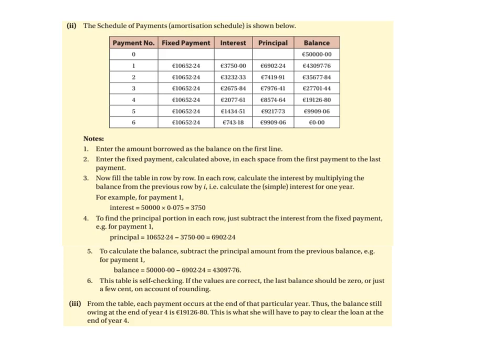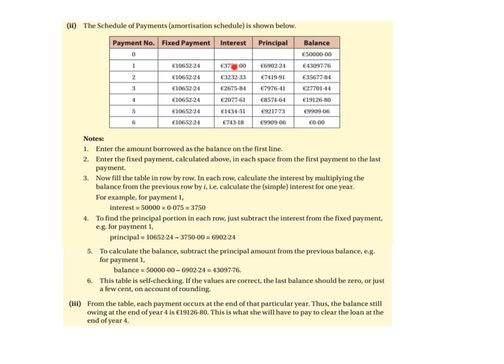Now we fill it in row by row. In each row, calculate the interest by multiplying the balance from the previous row. In order to find out what the interest is due, we take the previous balance, which is 50,000, times the interest rate, which is 0.075, which is 7.5%. If we work out 7.5% of this, you'll find it's 3,750 euros. So we put that into the interest.